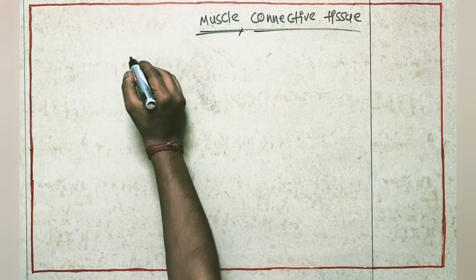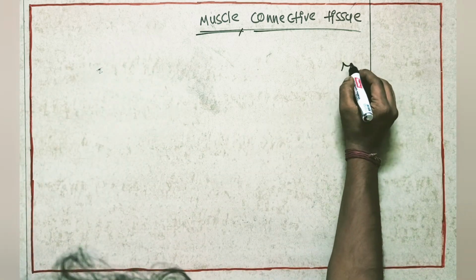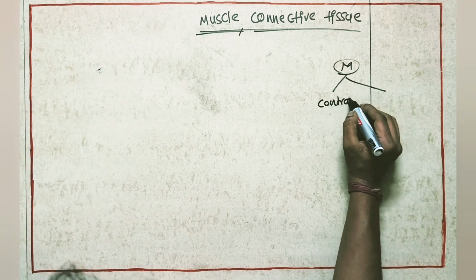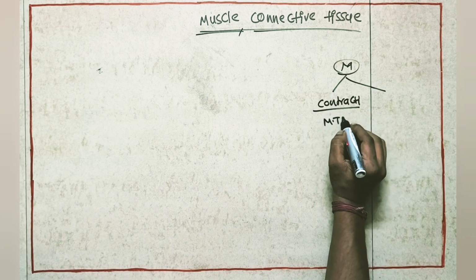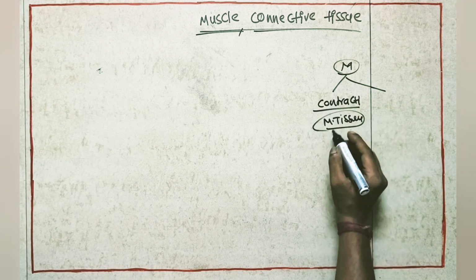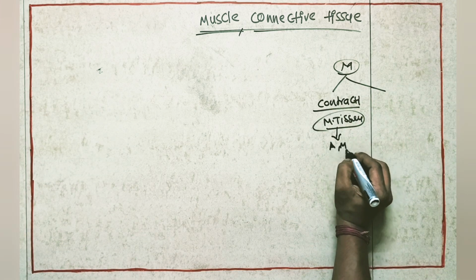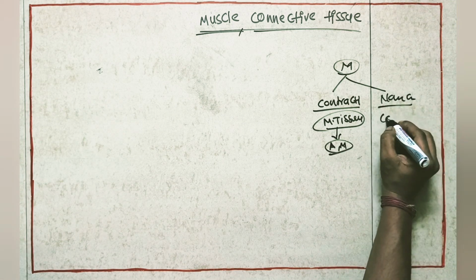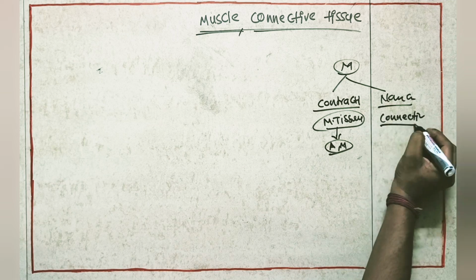Till now we'll see, if we take one muscle, in this muscle we'll be having two structures. First one, contractile. This is nothing but muscle tissue. Here we will be seeing actin and myosin. Okay, here muscle fiber. Second one, non-contractile. This is connective tissue.